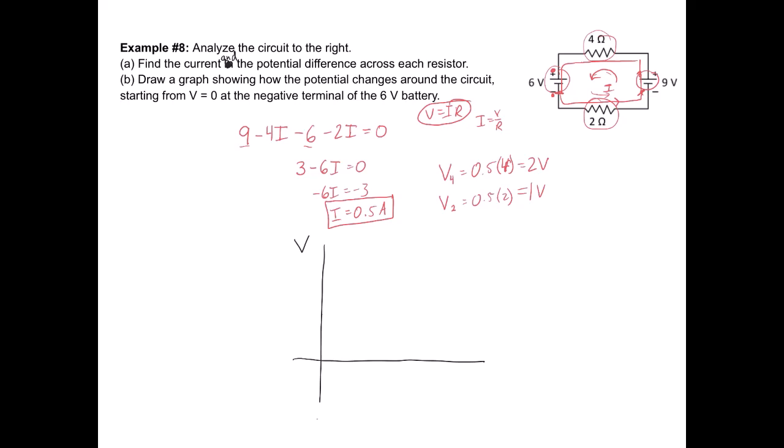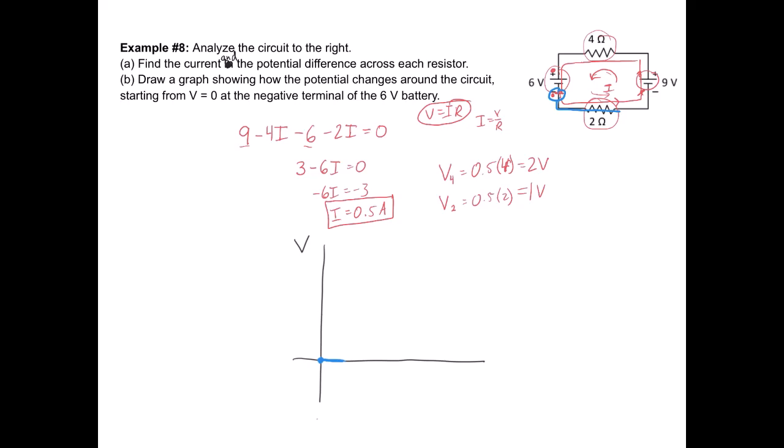All right, now the first thing that it says is that we're going to start at 0. So I'm going to start at 0 here. And then it says on the negative terminal of the 6-volt battery. So we're starting here, and then we're going to follow the direction of the current. So we're going to go this way, and we're going to go through the 2 ohm resistor. Now remember, in the 2 ohm resistor, we lost 1 volt of potential. So we did stay at 0 for a little while. So I'm going to just show that I stay at 0 for a little while.